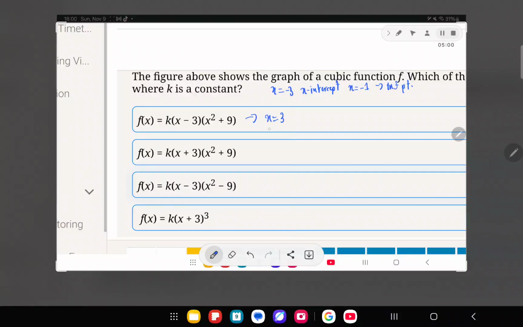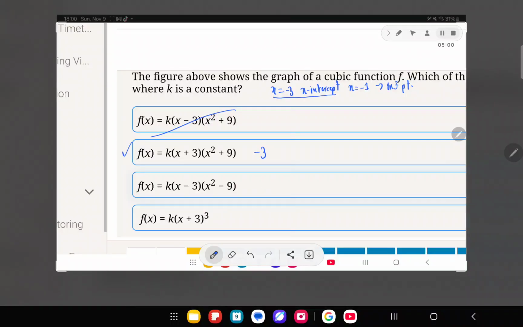Okay, so here x equals 3 does not match this, meaning that this is not possible. So we can discard this as one of our options. Now over here, there's root minus 3 only, which means that yes, this is very possible. It has an x-intercept here of x equals minus 3. So this is very possible.